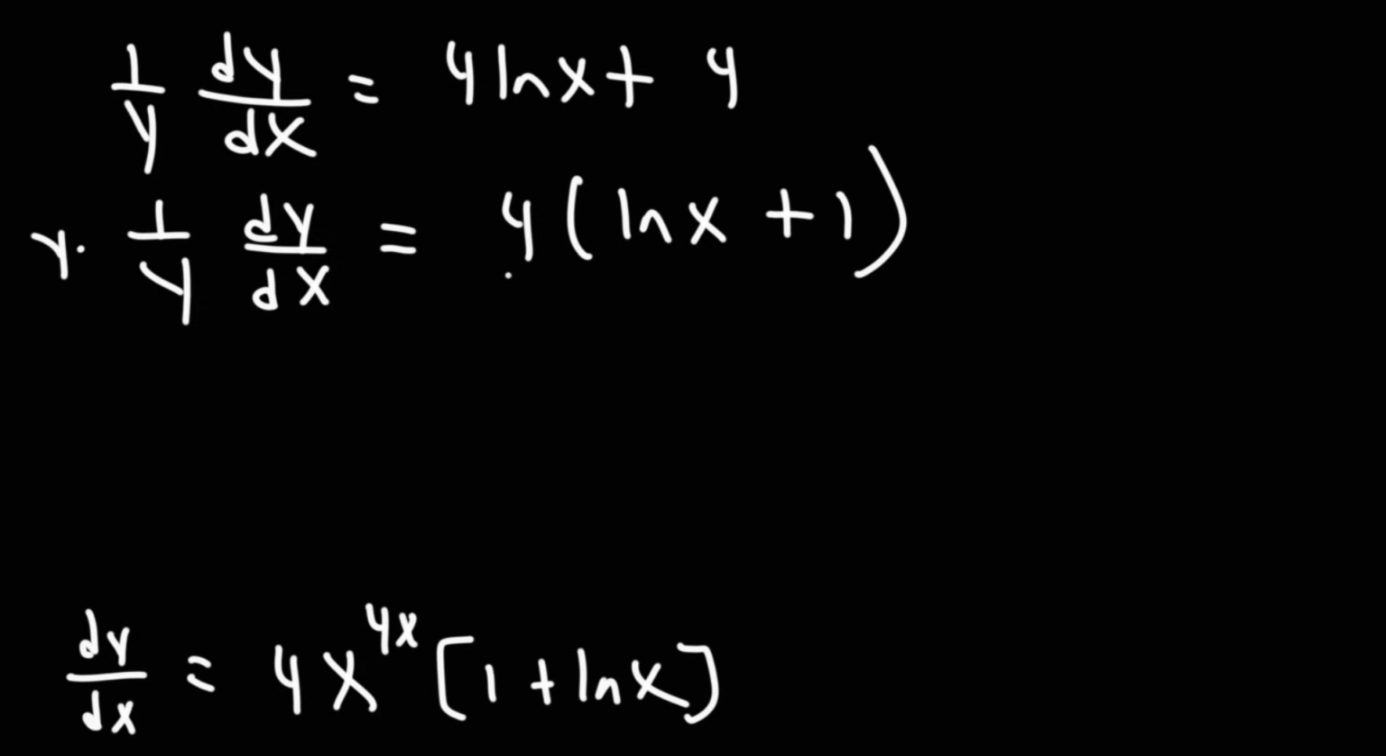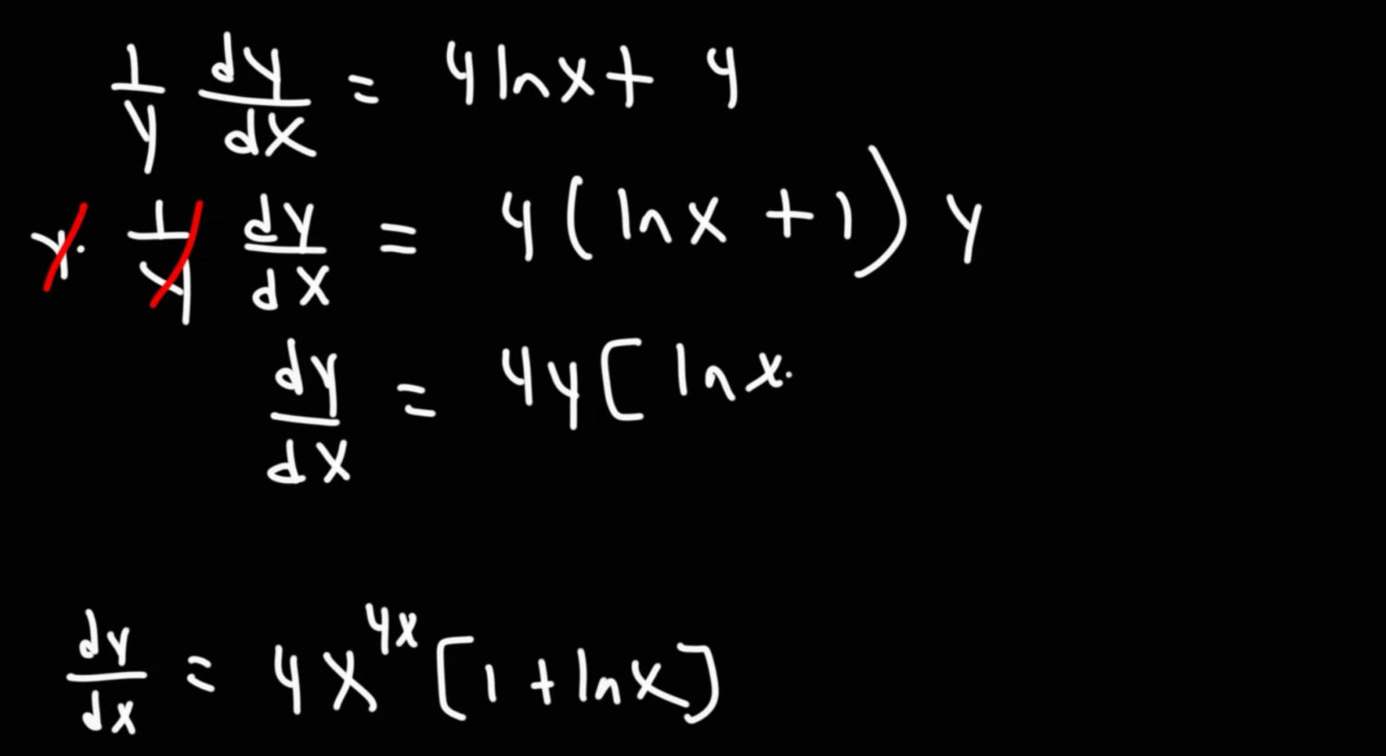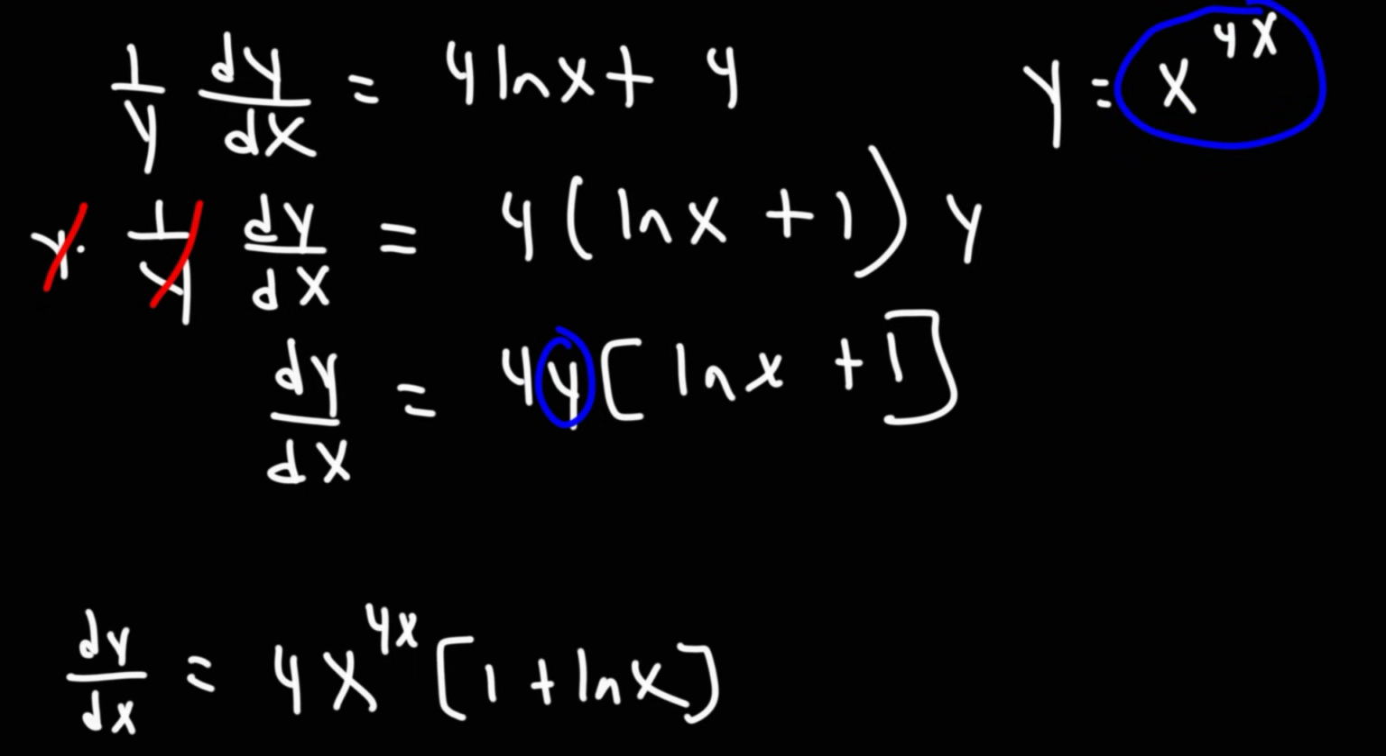After that, we can multiply both sides by y. And we'll get dy over dx is equal to 4y times (ln x plus 1). Now, if you recall, in the original problem, we had y is equal to x raised to the 4x. So what we want to do is substitute y with the original problem, x to the 4x. And then we'll get the final answer, dy over dx is equal to 4x to the 4x.